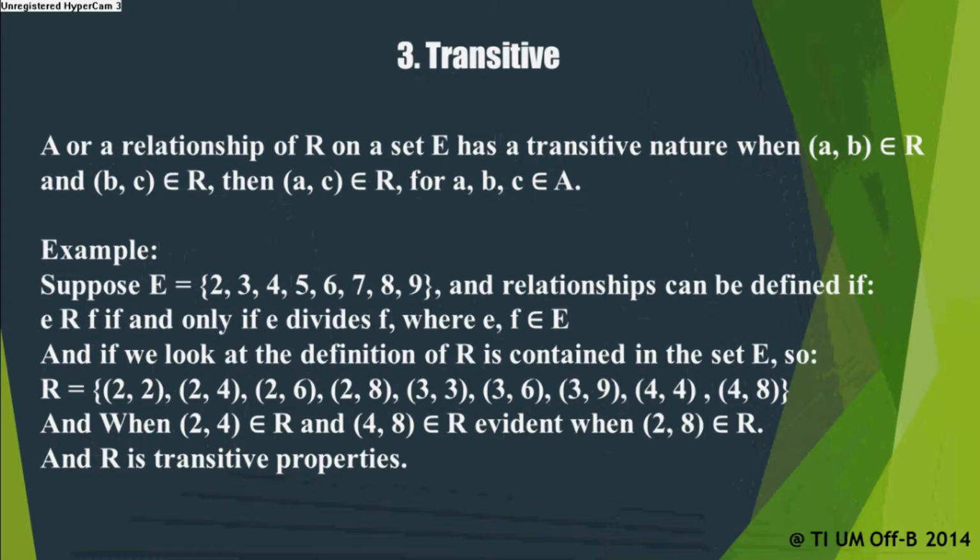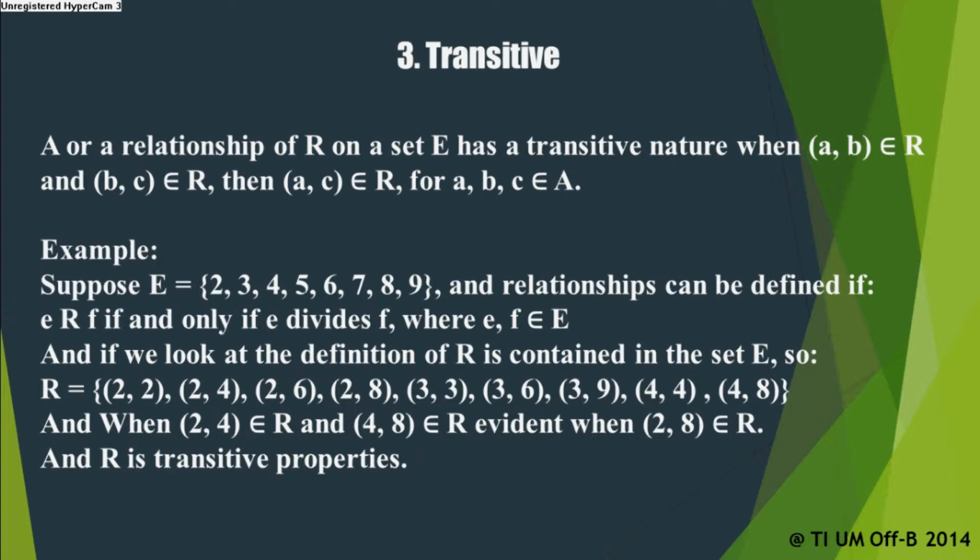Number 3. Transitive. A relation R on a set E has a transitive nature when (a, b) ∈ R and (b, c) ∈ R, then (a, c) ∈ R, for a, b, c in E.